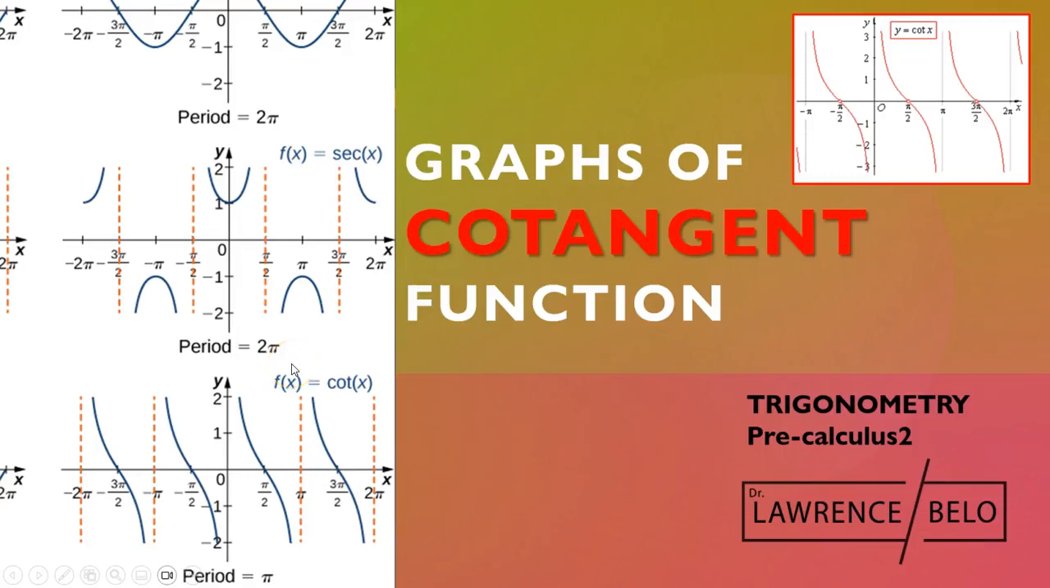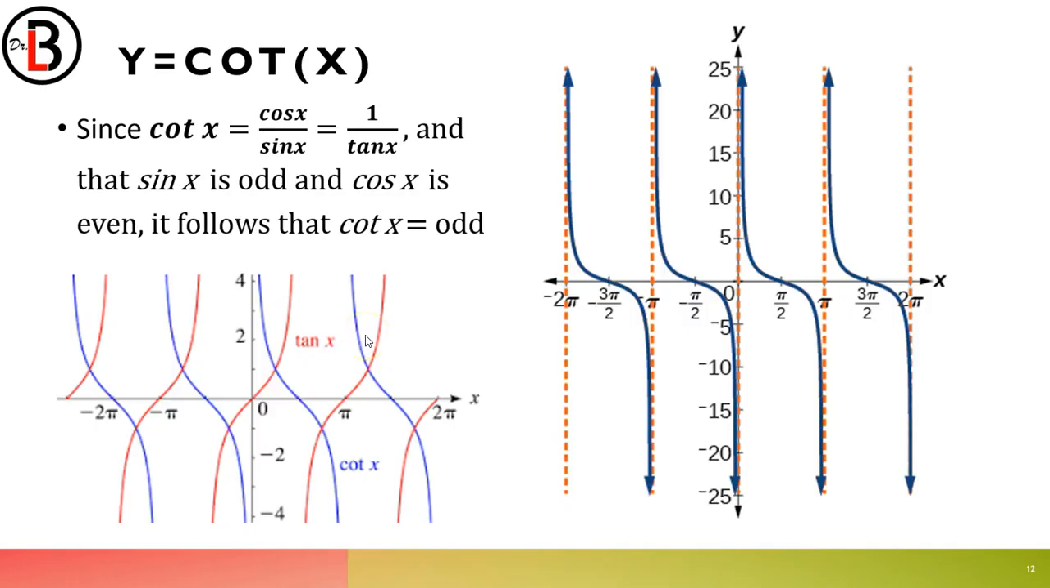In this video, we will be discussing the graphs of the cotangent function. For cotangent, since it is the quotient of cosine over sine x, or basically 1 over tangent x, and sine x is an odd function, cosine x is an even function, it follows that cotangent x would also be odd, as you can see in the graphs here, where it crosses the x-axis.